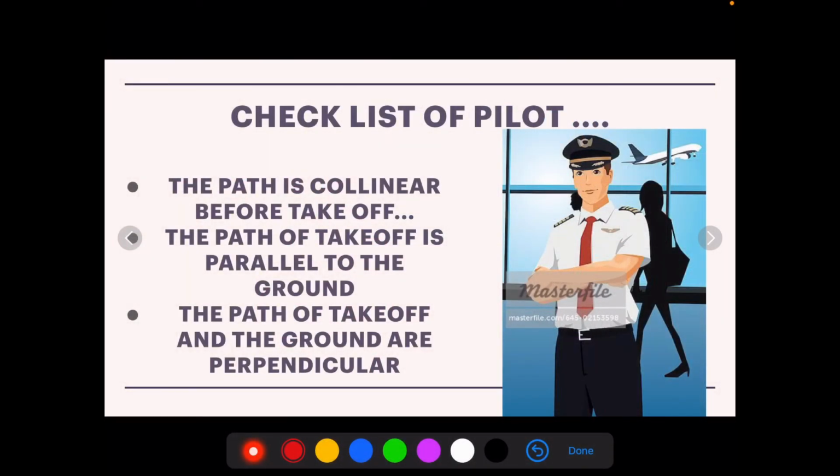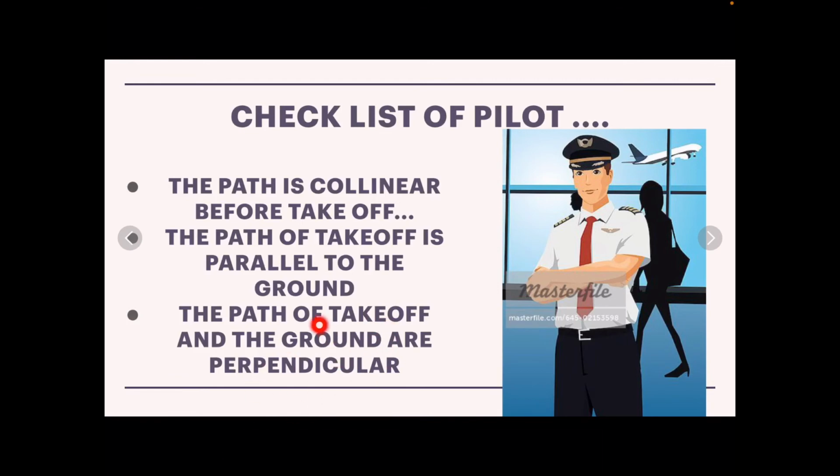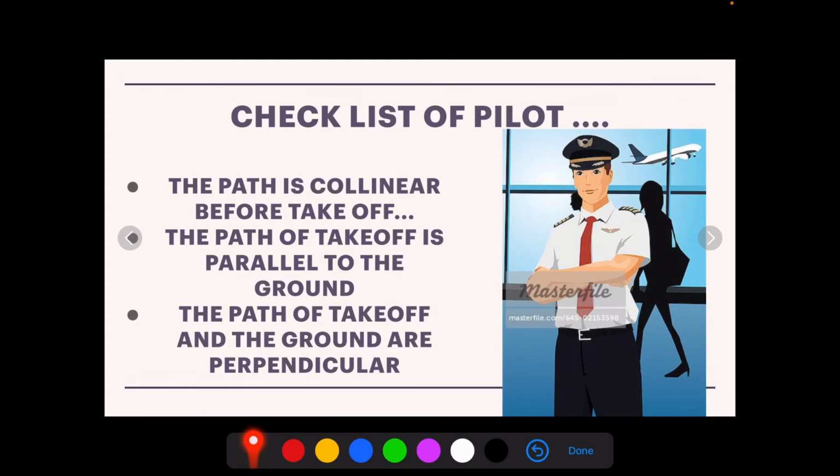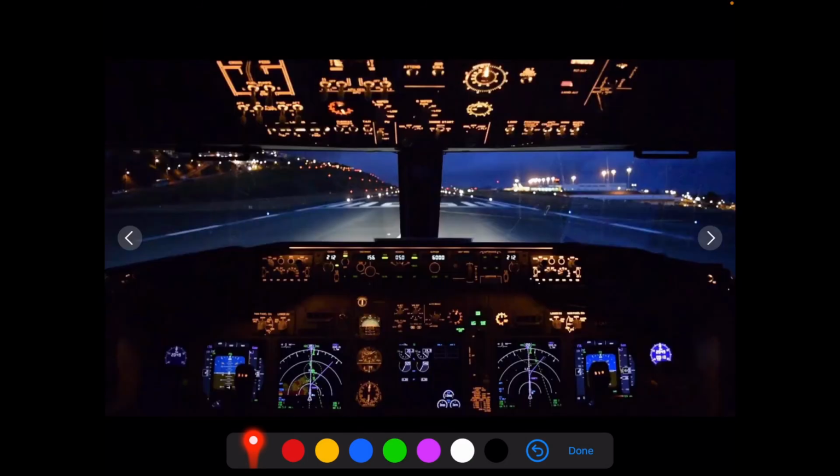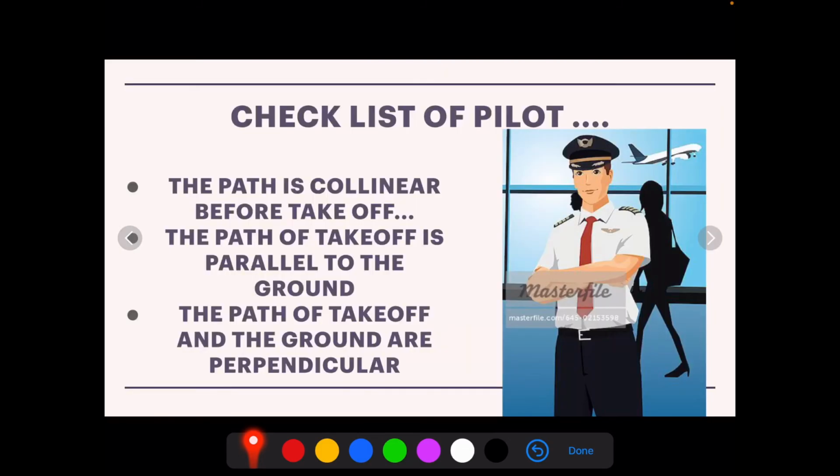Before the takeoff, the pilot should check some of the conditions. So, some of the conditions for takeoff are the path of takeoff should be collinear, and the path of takeoff should be parallel to the ground. Also, the path of takeoff and the ground should be perpendicular. Now let us have the view of the cockpit. So amazing, isn't it? Now, let's get back to the conditions.